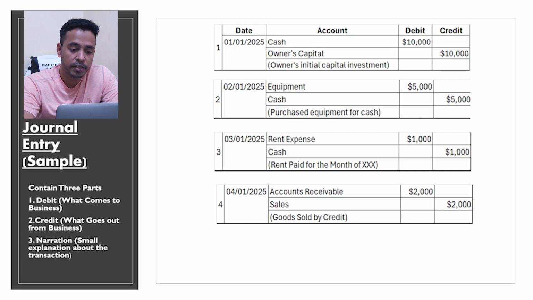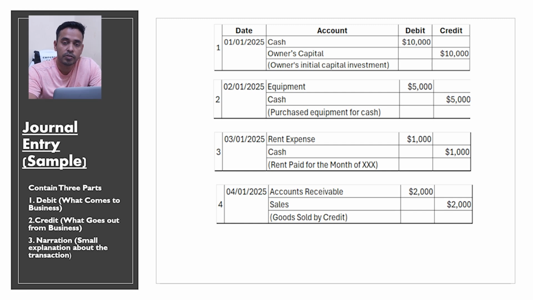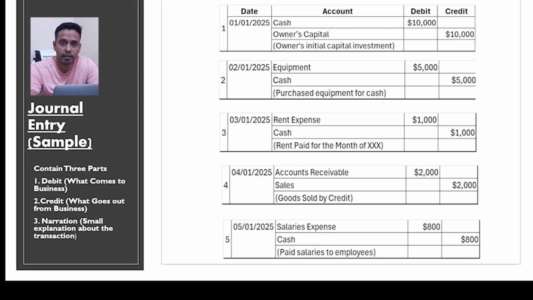The next entry is a credit sale. Here we make the accounts receivable account debit, and sales credit. And the last one from our example is a salary expense paid by cash. Then the entry will be salary expense debit and cash credit.